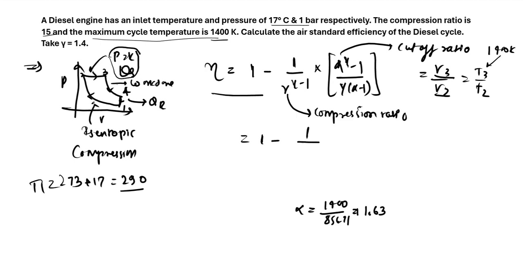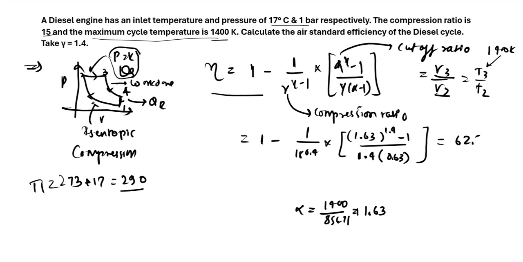So we have 1 divided by 15 to the power 0.4, into 1.63 to the power 1.4 minus 1, divided by 1.4 into 0.63. If you solve this equation, you will get a value of something like 62.2% as the cycle efficiency.